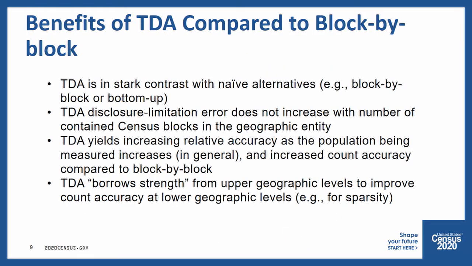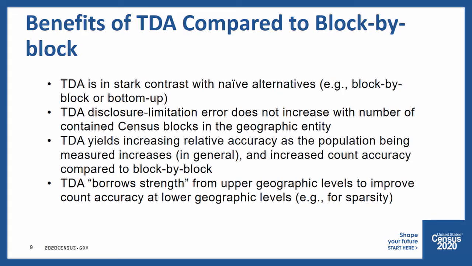Now, there are a number of benefits of this top-down approach, in contrast to local DP or bottom-up approaches. The disclosure limitation error of the top-down algorithm does not increase with the number of contained census blocks in the geographic entity. As you aggregate contiguous blocks together, you do not end up with the error aggregating along with it. Error tends to cancel out as you aggregate those blocks.